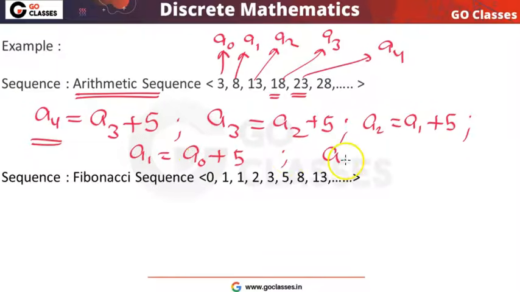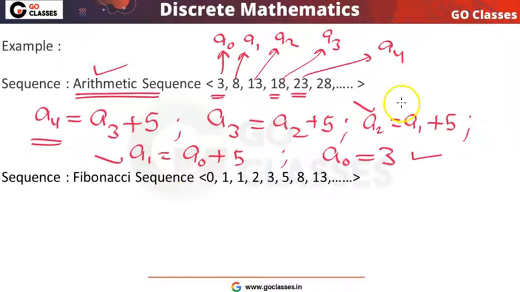A0 is basically the starting point. This A0 is the initial point, so it is fixed. The initial point is 3. After this, every term, whether that is A1, A2, A3, or an, depends on the previous term. So this is your arithmetic sequence. You can see this is a recursion.